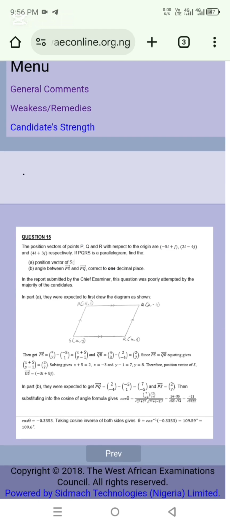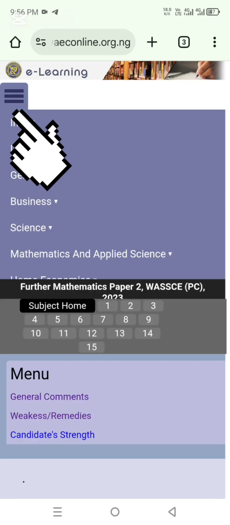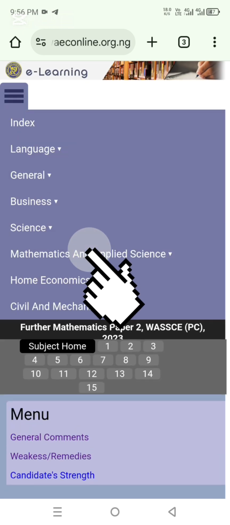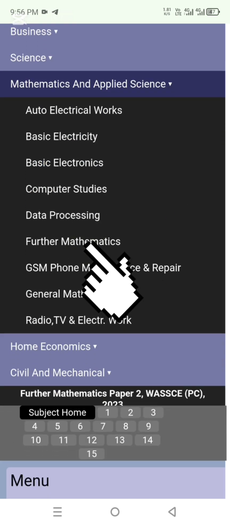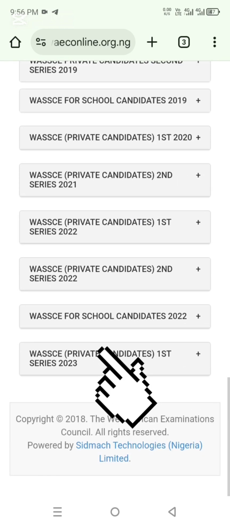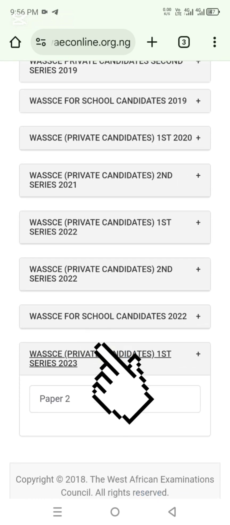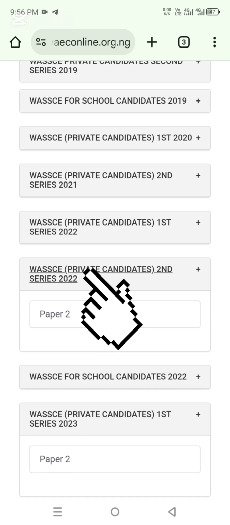Please, I beg of you, look at the way they solved it. Do like that for every year. You now go back again, you go to further mathematics. You can see we have further math there. You still go down, we have done 2023. So you still go to 2022. Just do like that for at least 10 years.